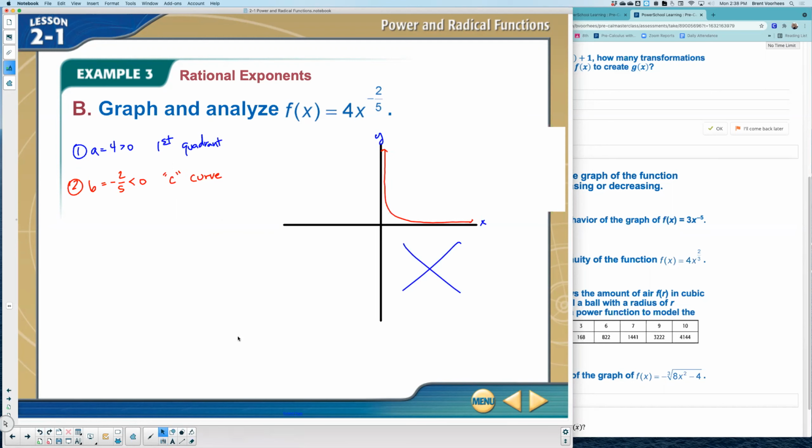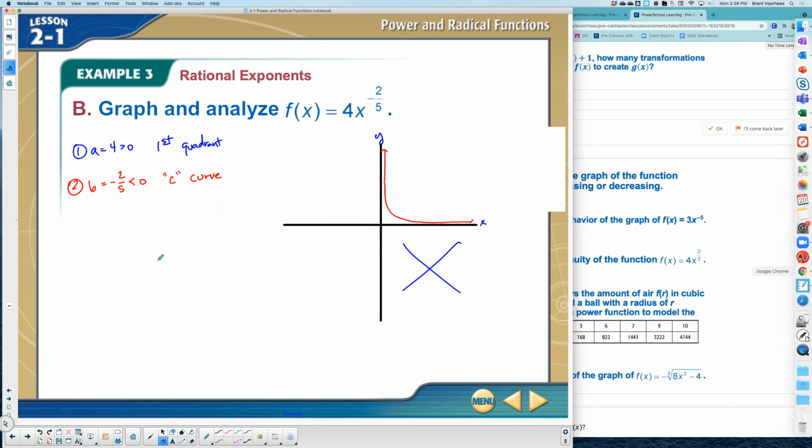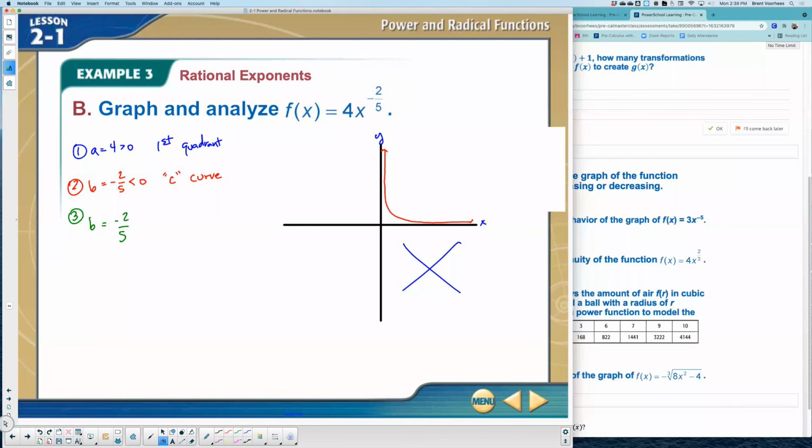Now for rule 3, what does rule 3 deal with? The reflection. Your power, you first look at the denominator. This denominator is odd. If the denominator is odd, the graph will exist. Did I say does not exist last time? Okay, let me just say exists. If the denominator is odd, there will be a left side. The numerator will then tell you if it's even or odd.